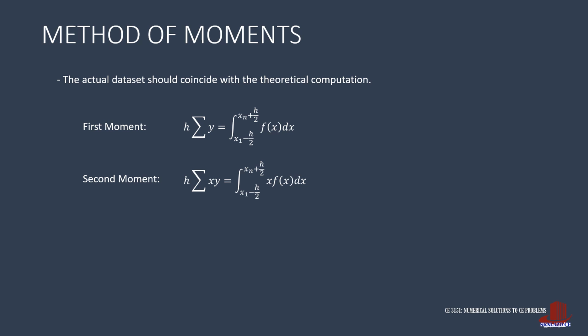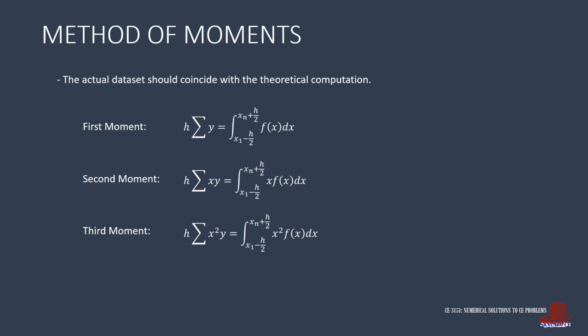If you analyze these two equations, you would find a pattern that the first moment is just multiplied by x to have the second moment. Thus, the third moment can be taken just the same, having h times the summation of x squared y as equal to the integral of the square of x times the function of x. Now, what are these moments? They are actually the equations provided to look for the variables in curve fitting.